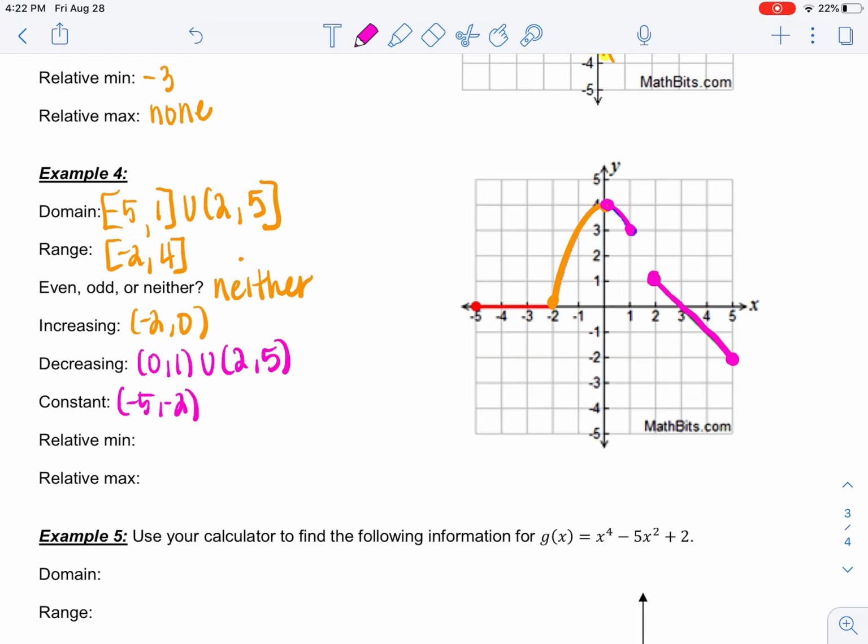So -5 to -2. Relative minima, I'm looking for where it's going from decreasing to increasing, and that's nowhere, so none. Relative maxima, I'm looking for where it's going from increasing to decreasing, and there's one of them right there, and that is 4.